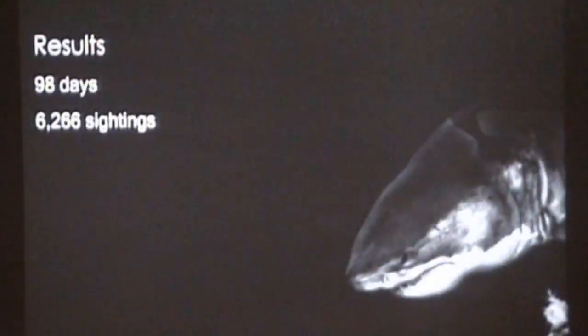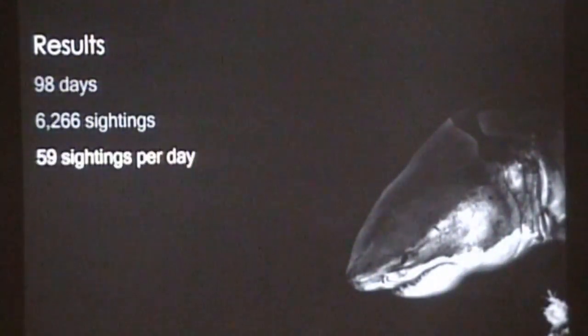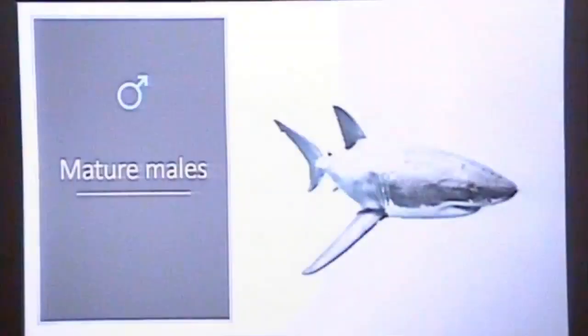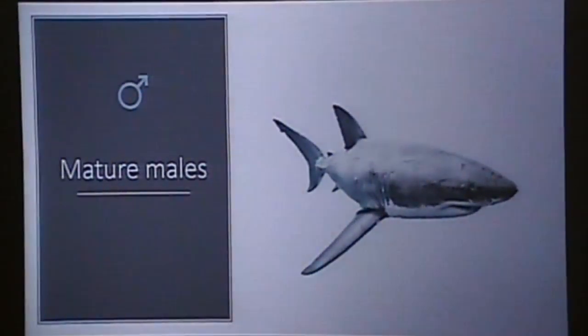Thanks to 98 days of expeditions, we got more than 6,000 sightings of white sharks with an average of 59 sightings per day. And I will present to you, group by group of the white sharks, according to sexual maturity, only the significant environmental factors that affect the presence of the white shark.